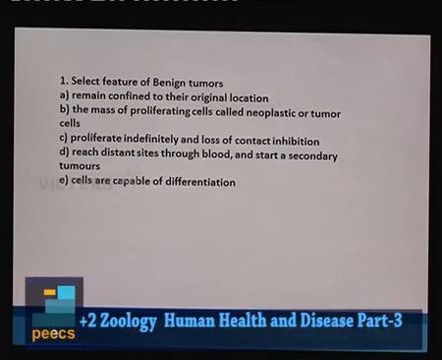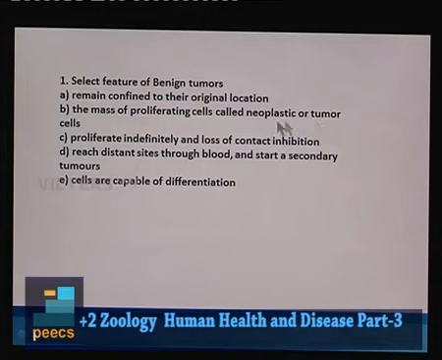Questions based on this topic. First question, select the feature of benign tumors. You know what are benign tumors? Option A, they remain confined to their original location. Option B, they form a mass of proliferating cells called neoplastic or tumor cells.